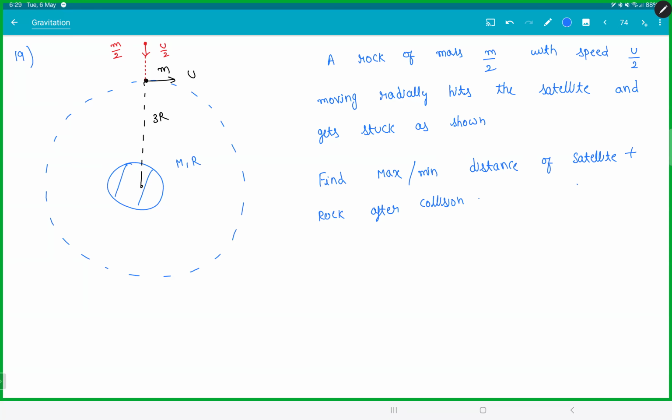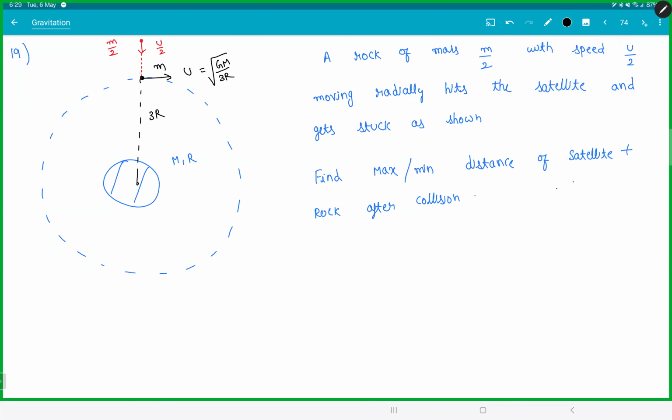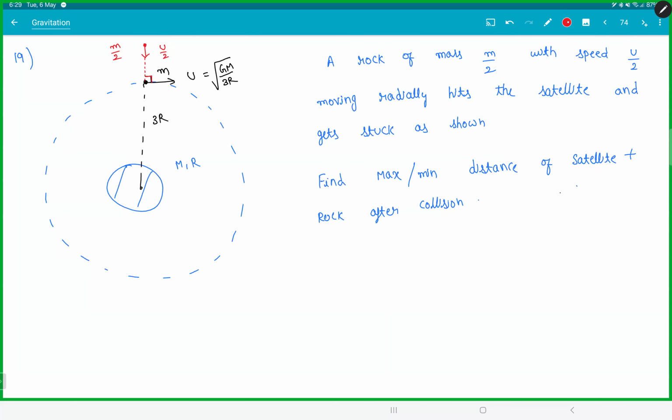We have a satellite of mass m going peacefully in an orbit of 3R with speed u. u can be found out. u is how much? Root over GM by 3R. That you can find actually. That is anyway given. Now we have a rock of half the mass and half the speed that comes and collides radially, meaning this angle is 90 degrees, and gets stuck. So E is not 0. Remember, it's a perfectly inelastic collision, so energy is not conserved before and after collision. Try. 2 minutes.